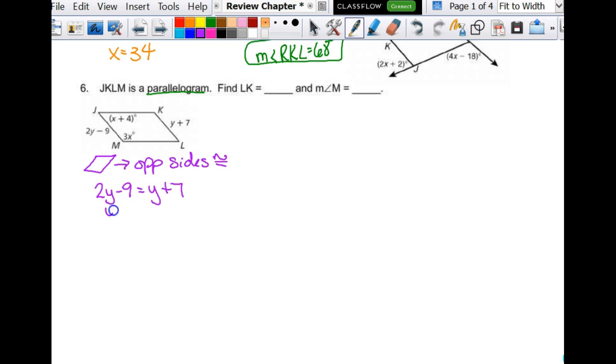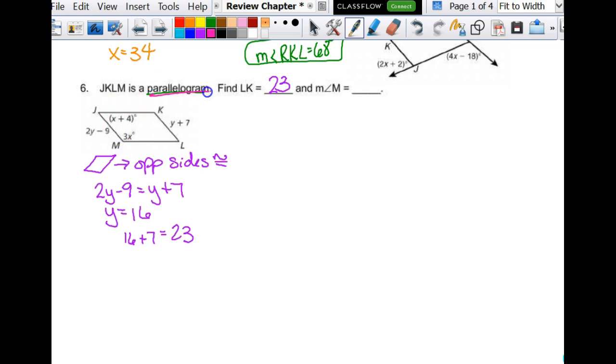Then I solve it, so this is going to give me y equals 16. So then when I'm looking for the length of LK, that's going to be 16 plus 7, which is 23. So the length of LK is 23. Then I also need to find the measure of angle M.